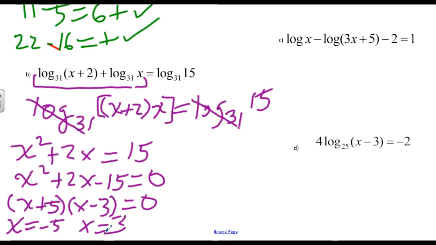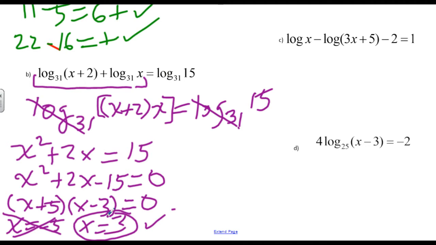Again, with log equations I need to check for extraneous solutions. By plugging negative 5 into either one of these arguments, I'll produce a negative argument. So the negative 5 does not work. Plugging the positive 3 into both arguments produces an argument of 5 and 3. That one works, so that's my only answer to this equation. x equals 3.